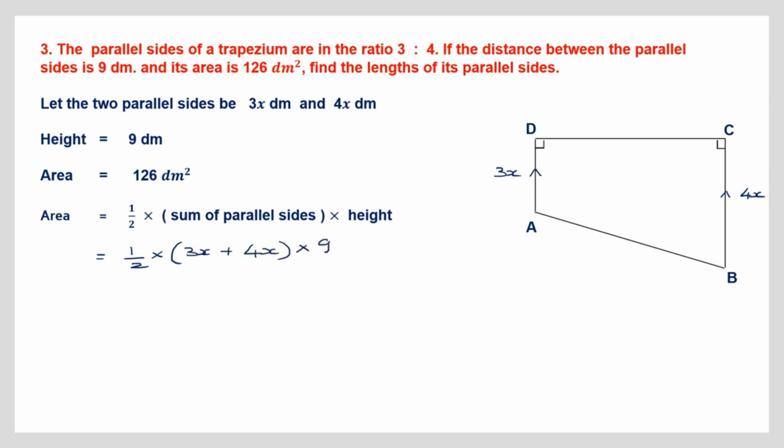So now area is also given to us, like I said, so that is 126. So now let's continue. 126 is equal to 1 by 2 into 3 plus 4 is 7, so that is 7x into 9. Since it's multiplication, we can multiply all the numerators: 1 into 7x into 9. 1 into 7x is 7x. 7 nines are 63. So that is 63x by 2.